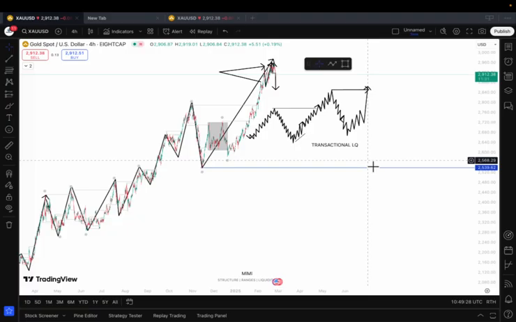When we come in the next class, we're going to do the 2 remaining parts of the liquidities, which are structural liquidity and inducement liquidity.